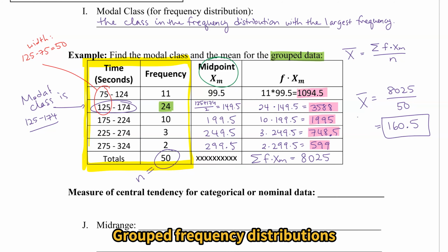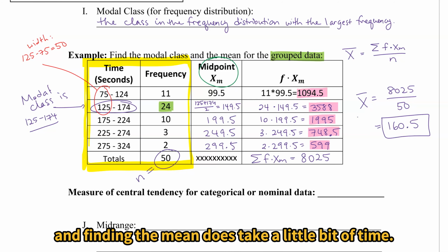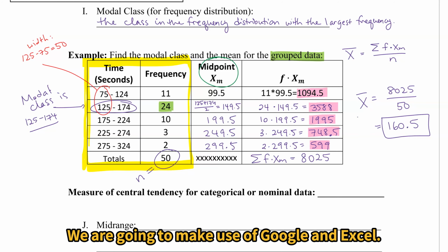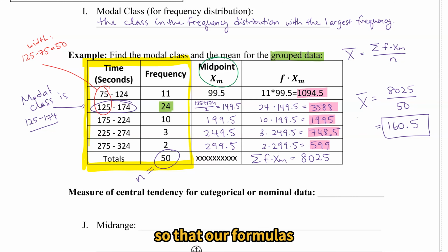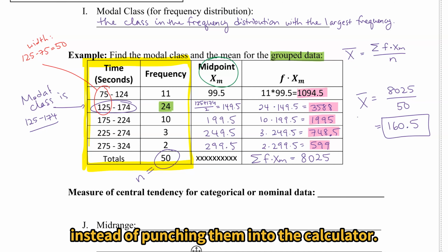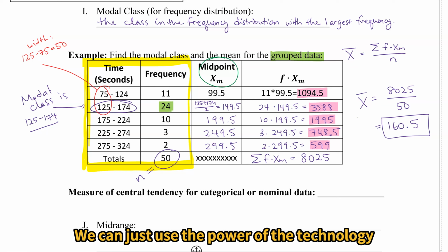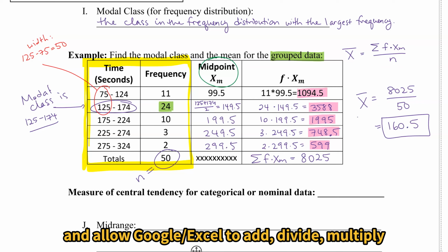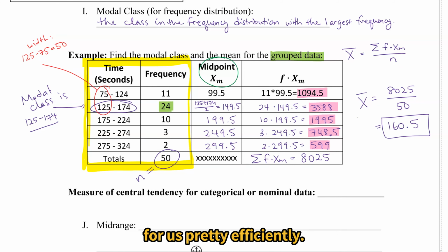Now, yes, this does take a lot of time. Grouped frequency distributions and finding the mean does take a little bit of time. We are going to make use of Google and Excel so that our formulas go a little bit faster and we have an easier calculation. Instead of punching them into the calculator, we can just use the power of the technology and allow Google Excel to add, divide, multiply for us pretty efficiently.